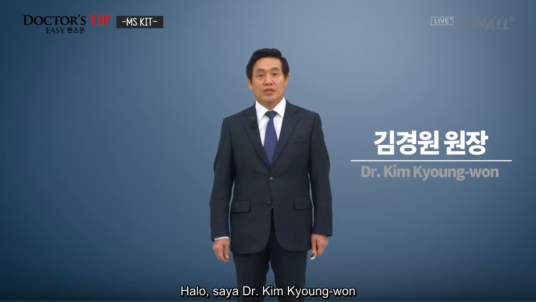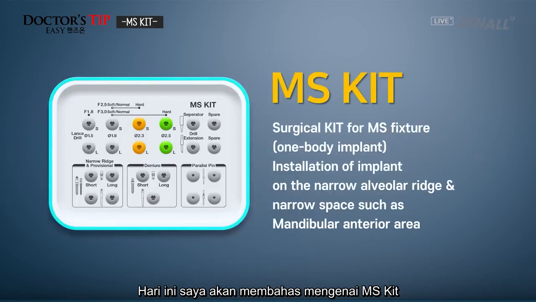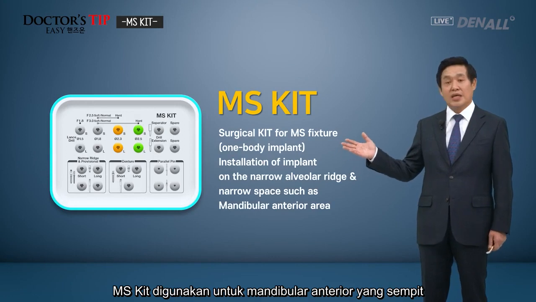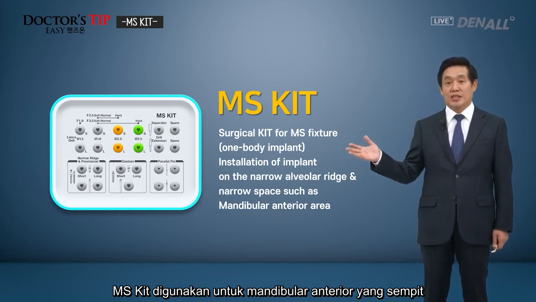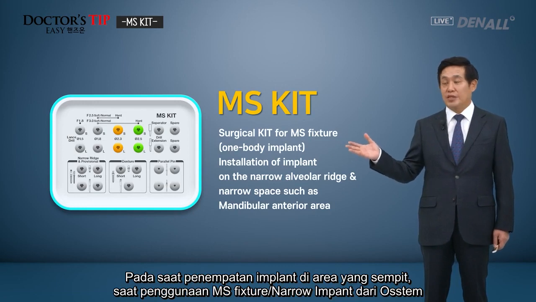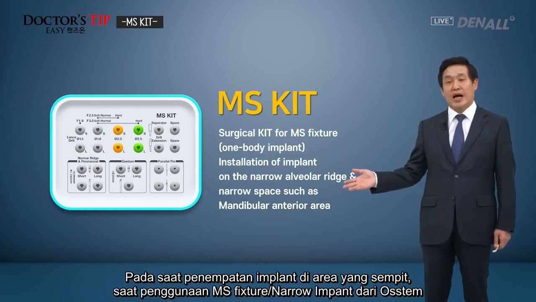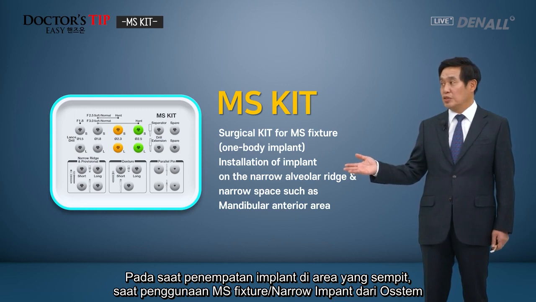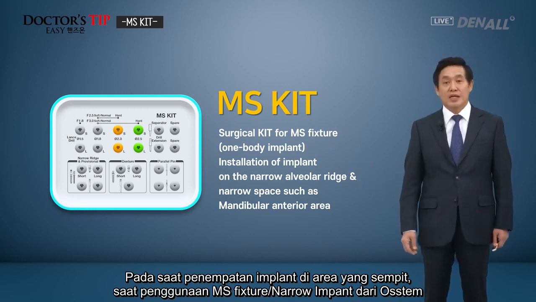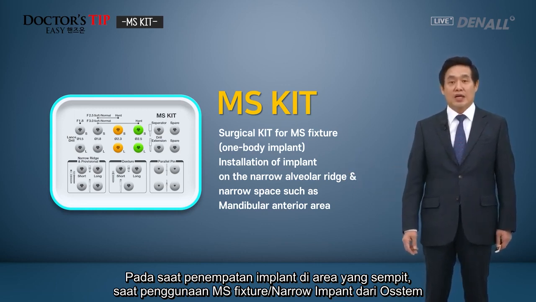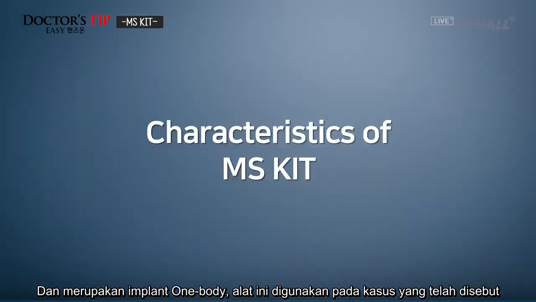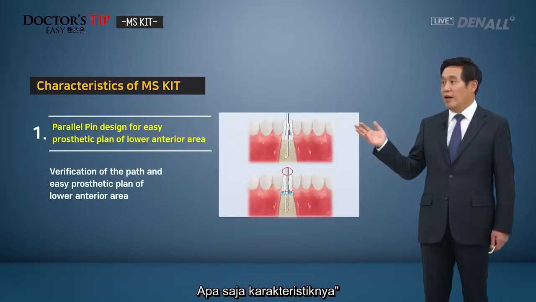Kim Kyung-won. Today, I'm going to talk about MS Kit. MS Kit is for the mandibular anterior side, narrow ridge, and if there is a small space, then you use the MS fixture, the narrow implant from Osstem, and it's a one-body implant, and this is for such purpose. So what are the characteristics of this kit?